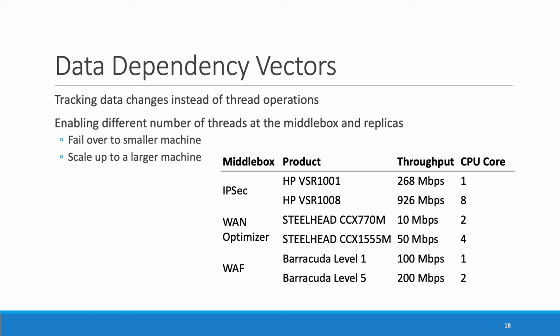Instead, FTC tracks data changes. Specifically, FTC divides the state into multiple partitions and uses a vector of sequence numbers to track the state partition changes. Data dependency vectors allow a middle box and its replicas to use different numbers of threads. In addition, data dependency vectors allow vertical scaling. As shown in the table, middle boxes are provided in different flavors, providing a variety of throughput capacities with different CPU core demands. Using data dependency vectors, a middle box can fail over to a machine with a different number of cores to vertically scale to traffic load.